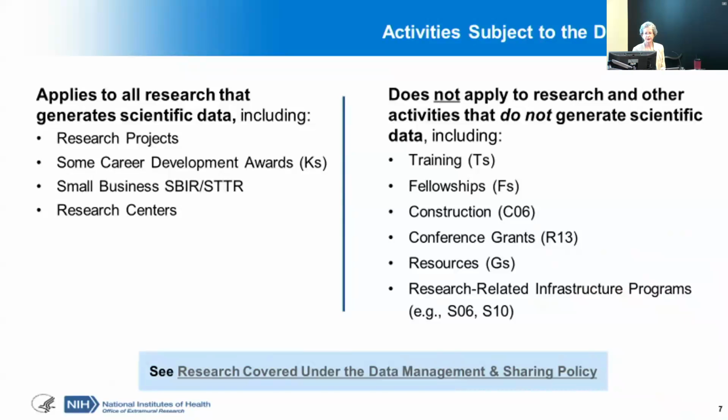And just to again clarify what generates scientific data. It's basically the research projects, some curriculum, some career development awards, small business awards, research centers. So stuff that again, you're generating data. Training grants, fellowships, conference grants, they're not concerned about those. And there is a link there that's basically, is my research covered under this policy? And you can look through and follow the little flow chart to see that.